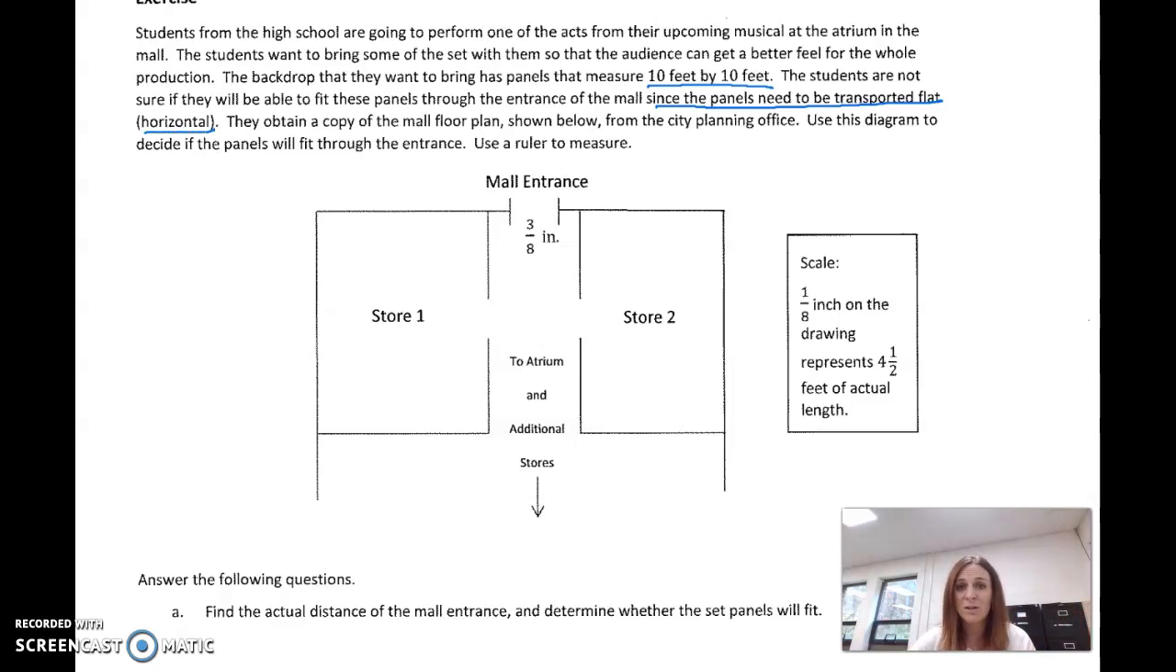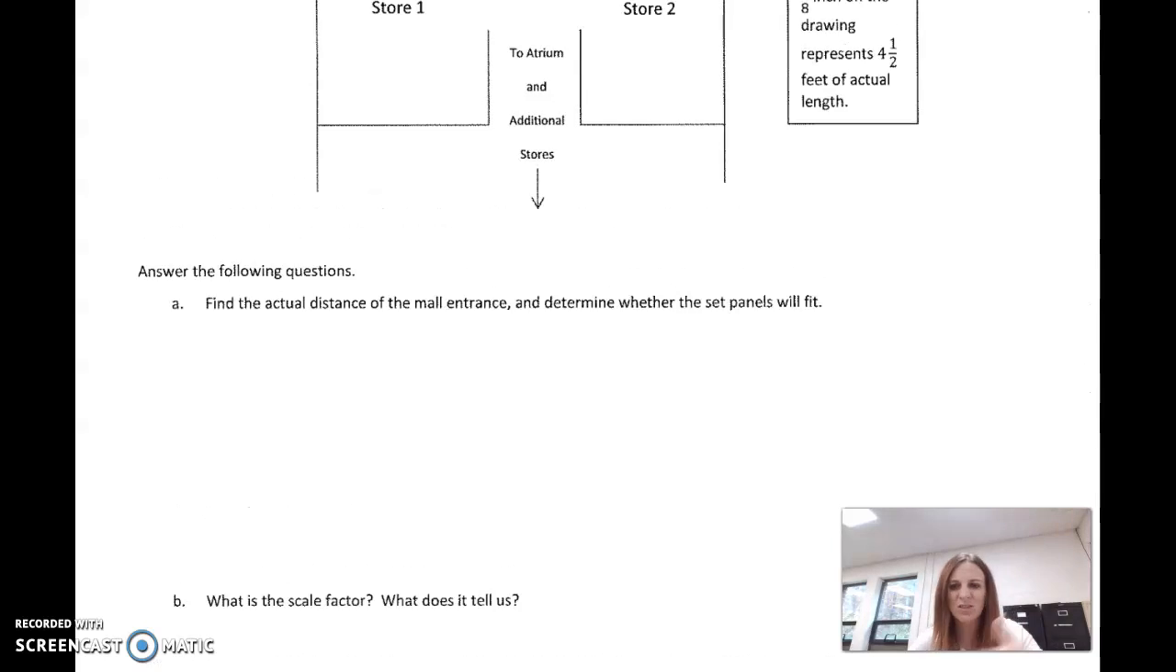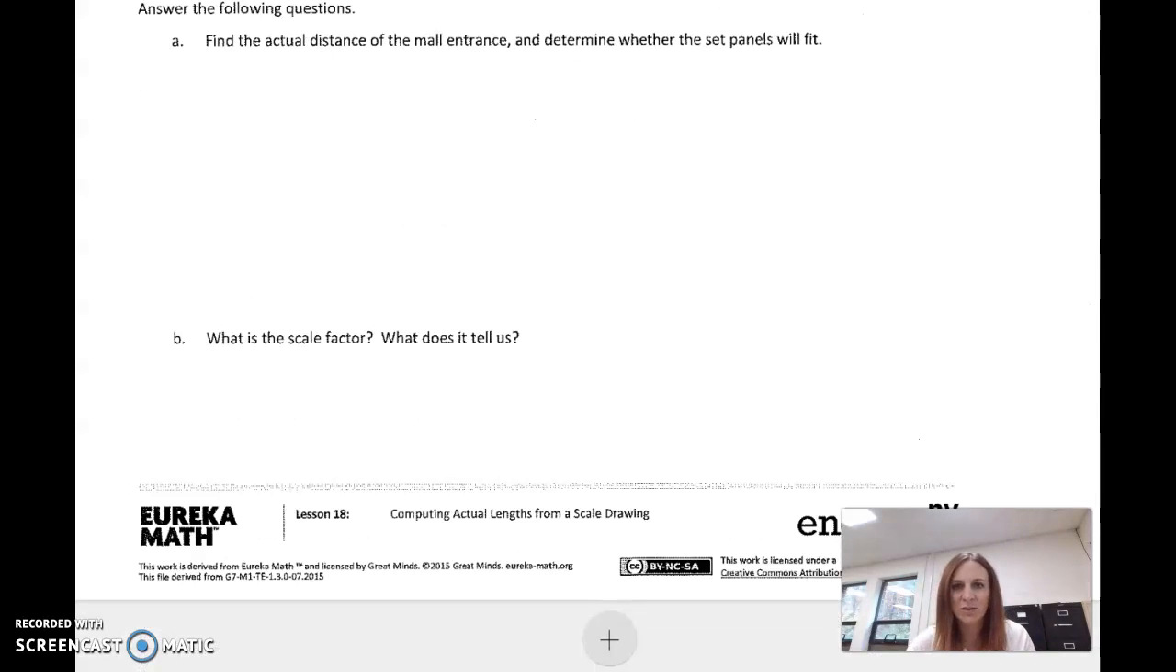All right, so here's the mall floor plan, and we want to know, can they fit through this entrance here? That's what we're wondering. Are they going to be able to fit through there? Well, 3/8 of an inch doesn't tell us much. What is that actually? So again, set up your T-chart and write down your scale. I'm going to do that right here because there's some room right here.